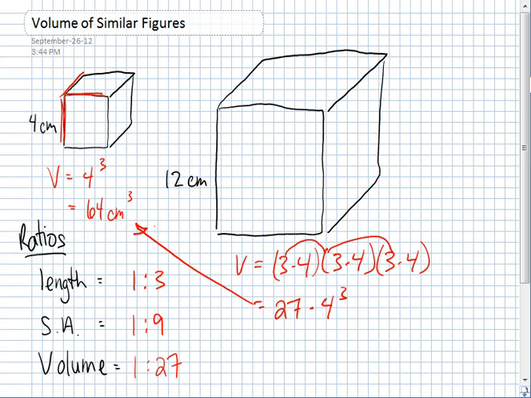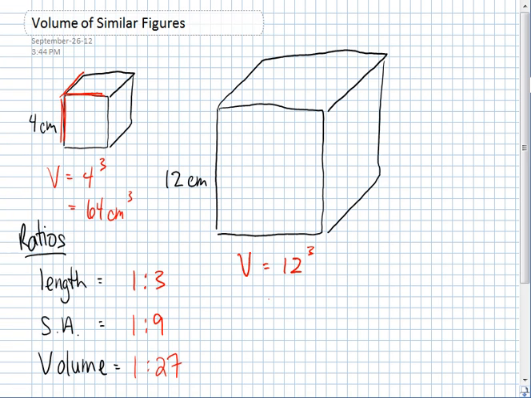The other way you could solve it obviously is just to multiply 12 by itself 3 times. Okay, which is simply going to be 1,728 cubic centimeters. And the question is, is that a 1-to-27 ratio? Well, let's find out. And obviously the answer is a resounding yes, it is. And so yeah, that is a 1-to-27 ratio, so that does hold true.